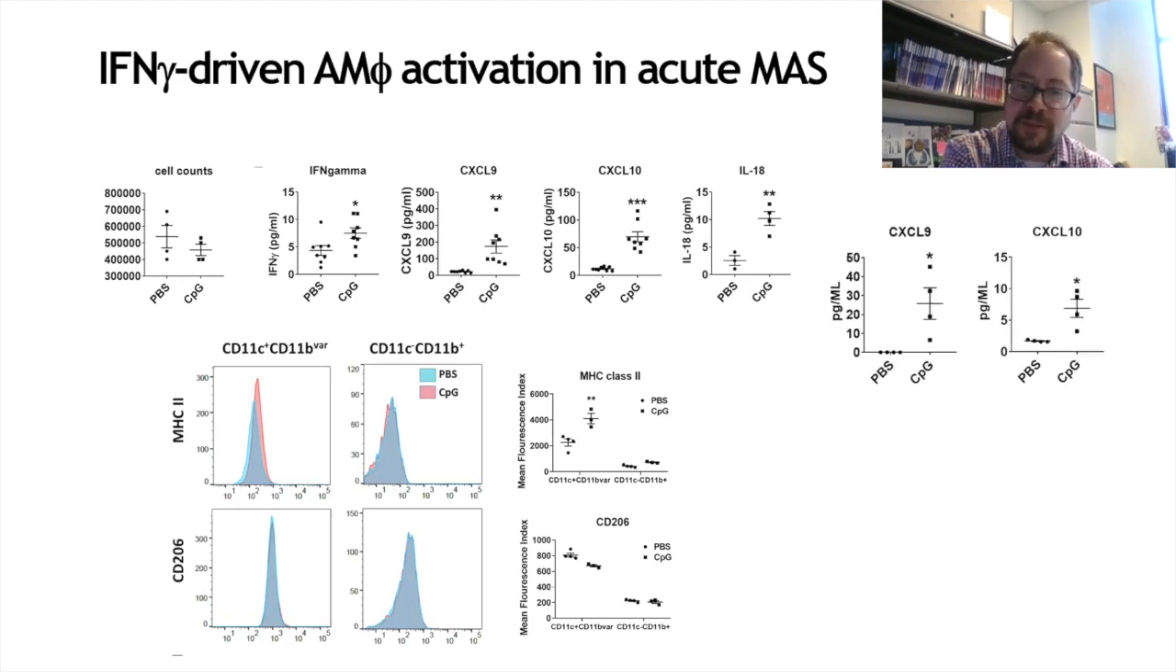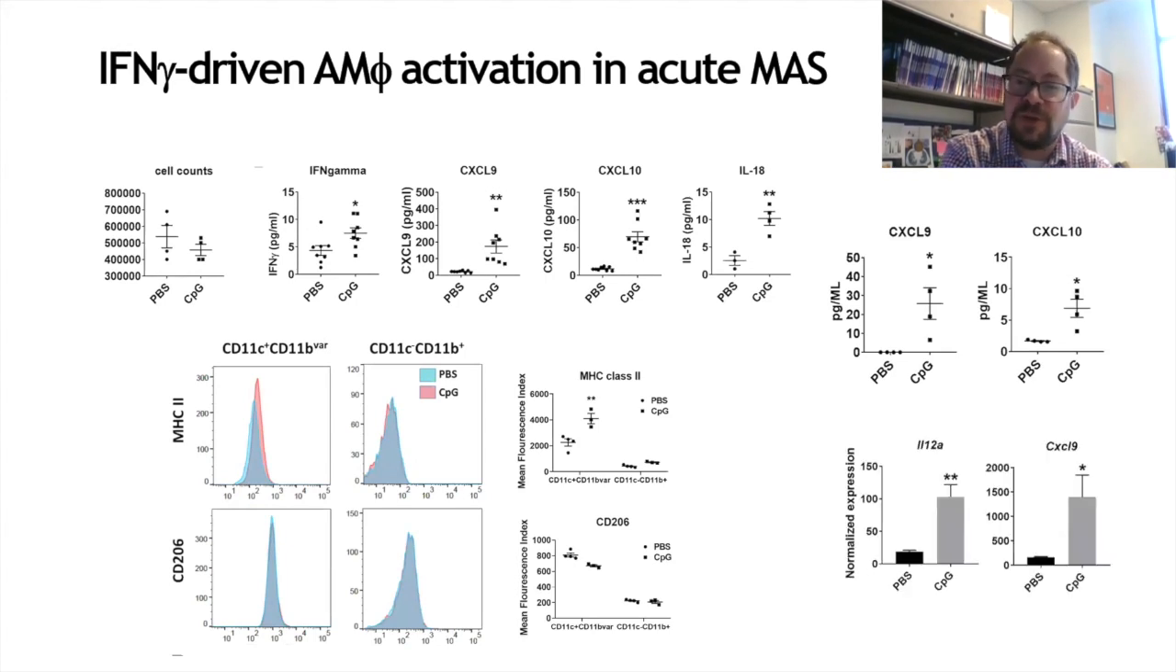If we take those alveolar macrophages out of the lung and culture them in a dish, they secrete those interferon gamma-induced chemokines, and they show increased gene expression of interferon gamma-induced genes such as IL-12 and CXCL9.